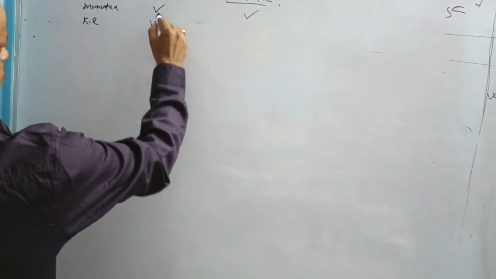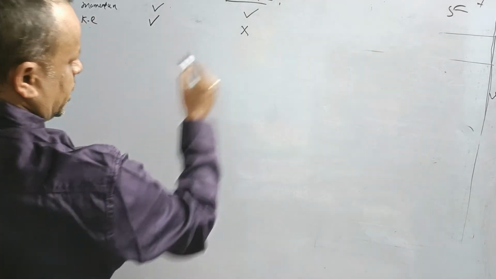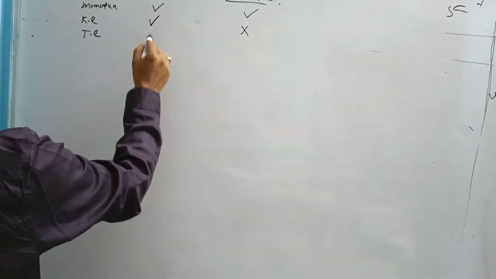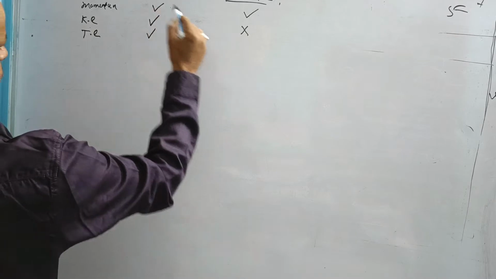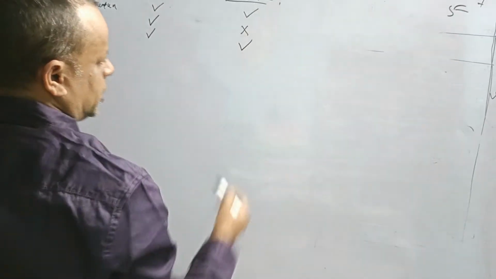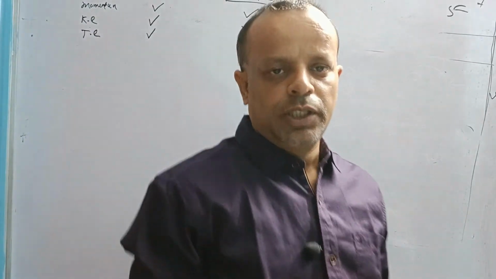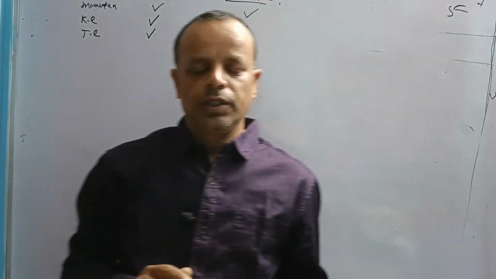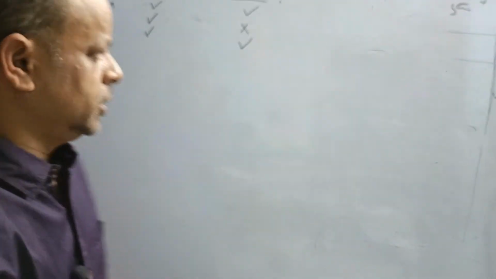Kinetic energy is conserved in the case of elastic collision, is not conserved in the case of inelastic collision. Total energy is conserved in the case of elastic collision, it is also conserved in the case of inelastic collision. Means everybody is following the law of conservation of energy.